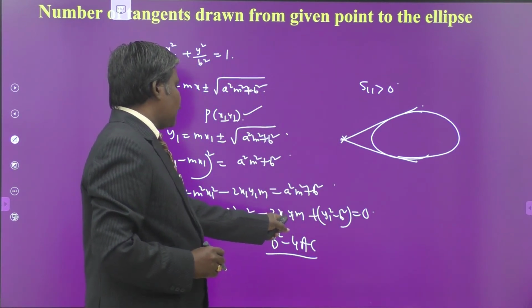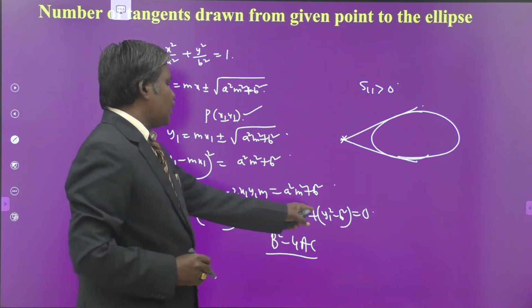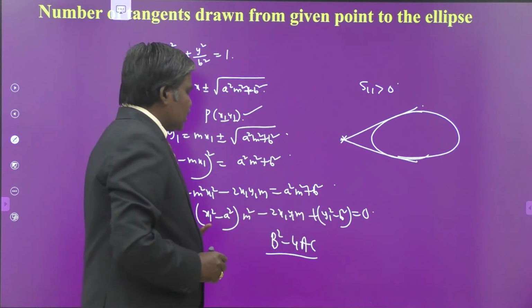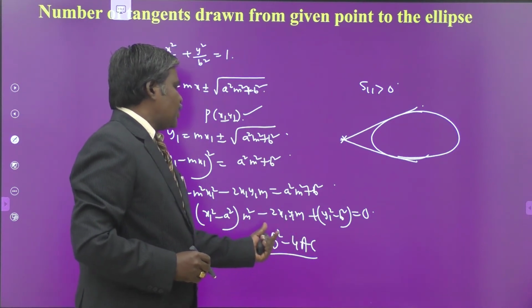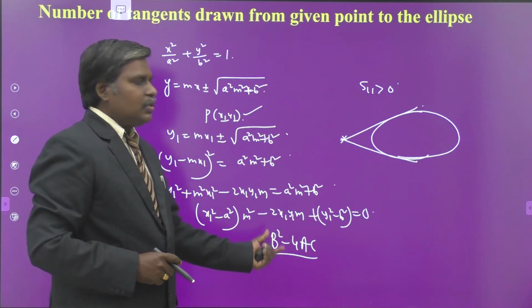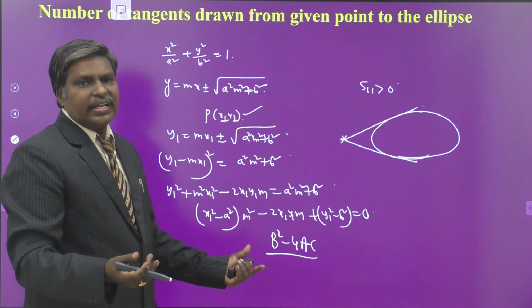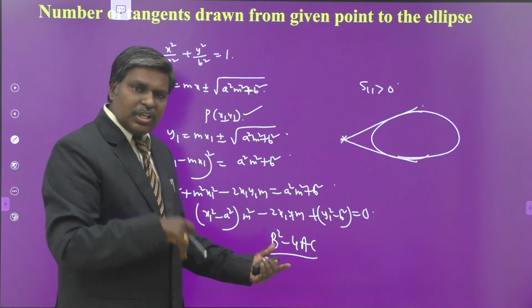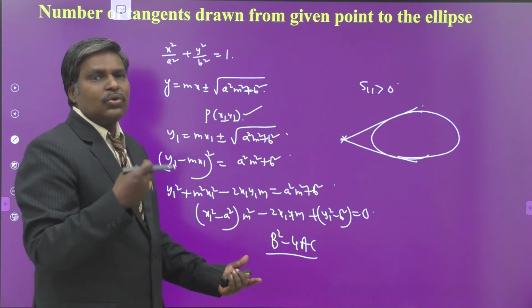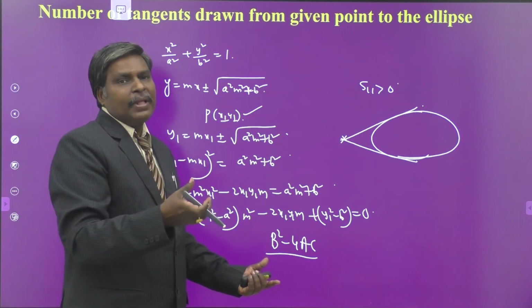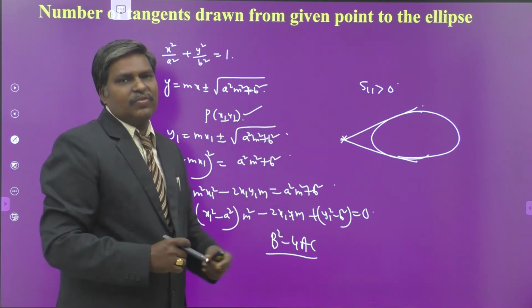That means 4x1²y1² − 4(x1² − a²)(y1² − b²). On simplifying that by taking a²b² common, we get 4a²b² times S11. So the entire story depends upon what? S11. If your S11 is greater than 0, the discriminant is positive, both the roots are real and distinct, we mean m1 and m2 are real and distinct. So both the slopes are real and distinct. Therefore, two tangents can be drawn. It is possible only when S11 is greater than 0.